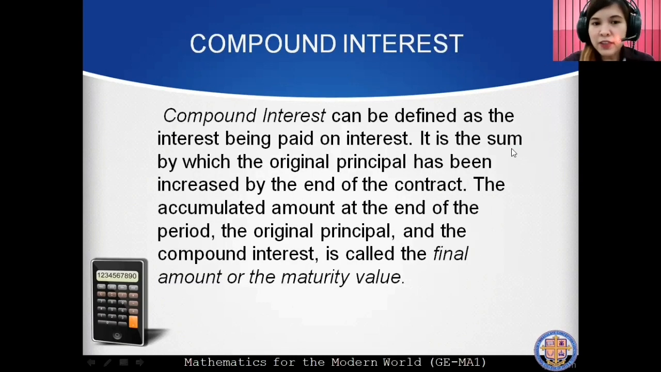Okay? Compound interest can be defined as the interest being paid on interest. It is the sum by which the original principal has been increased by the end of the contract. The accumulated amount at the end of the period, the original principal, and the compound interest is called the final amount or the maturity value.